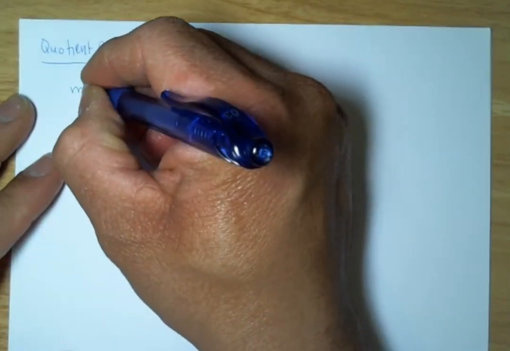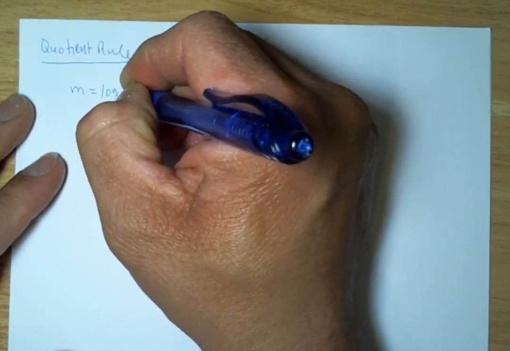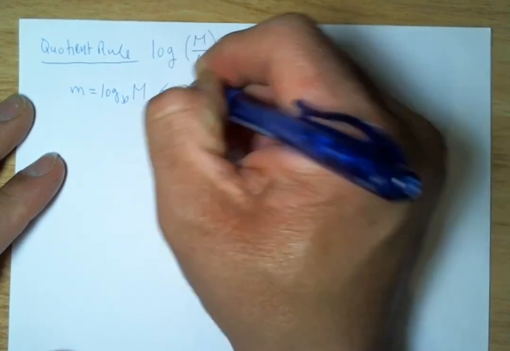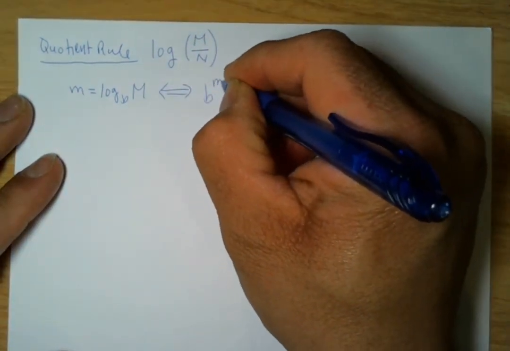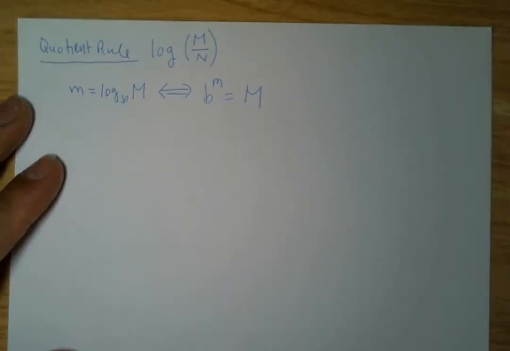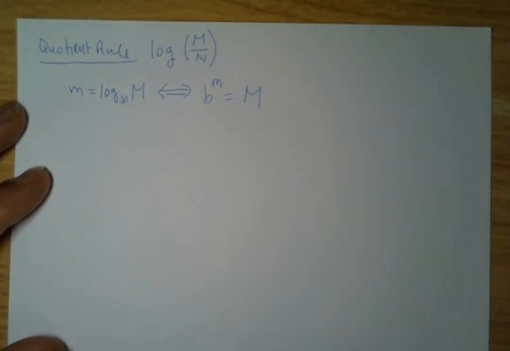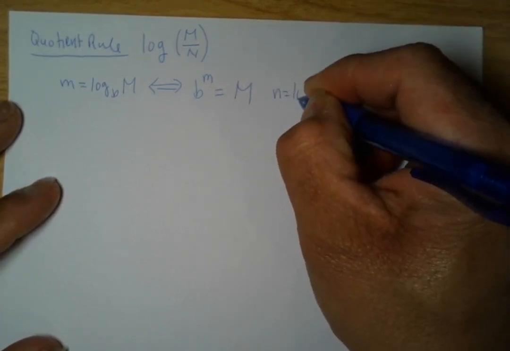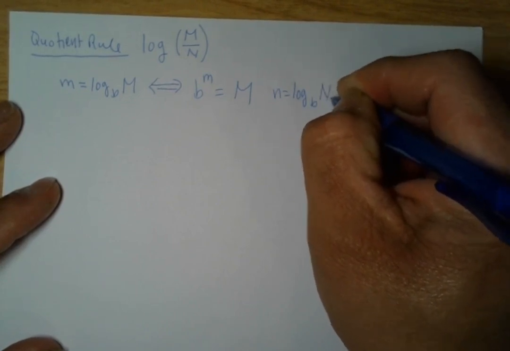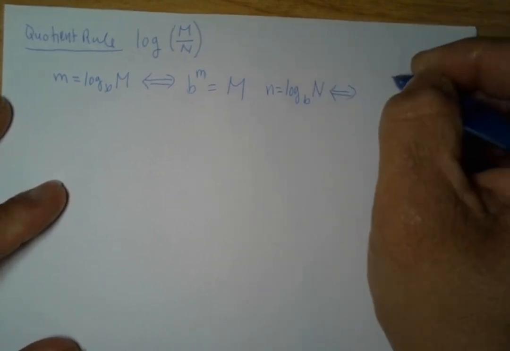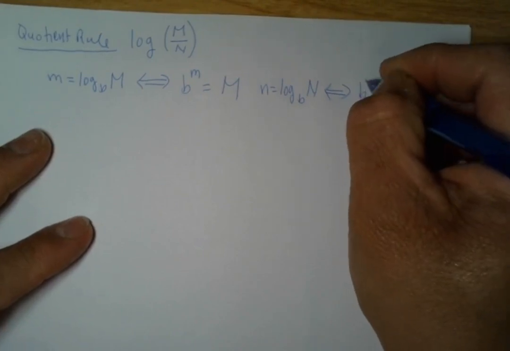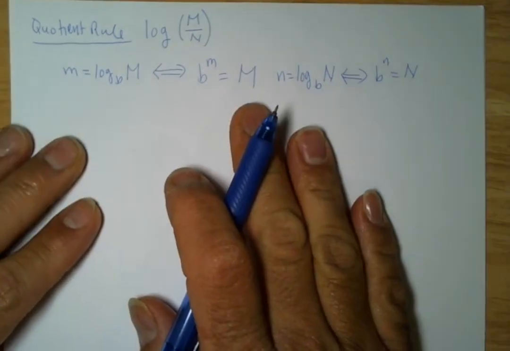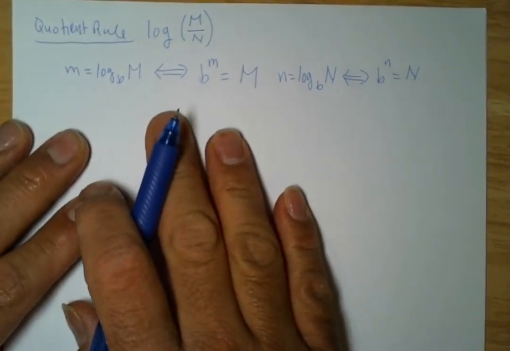Alright, so we'll start off the same way to kind of derive our quotient rule, where I'm going to let m equal log base b of capital M. Right, and again, this is true if and only if b to the lowercase m is equal to capital M. And in the same way, we'll have n equal to log base b of capital N, and then again, if and only if b to the lowercase n is equal to capital N. Okay, so we have both of our variables here that we define.